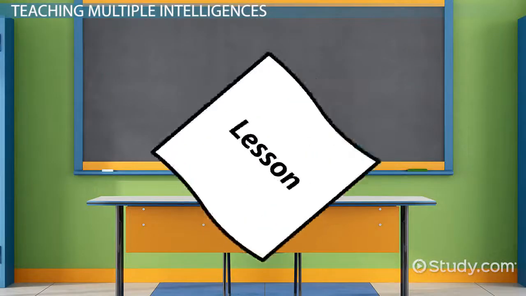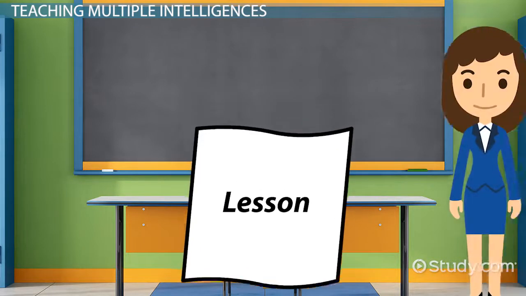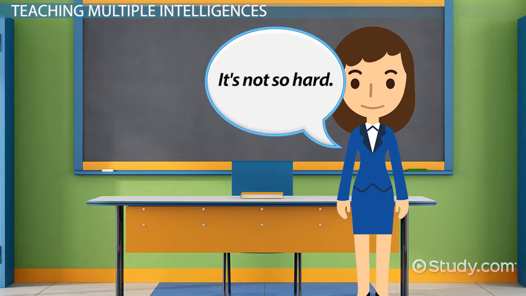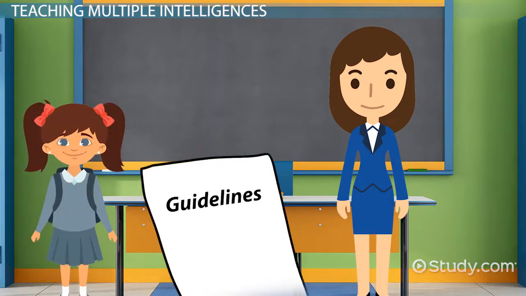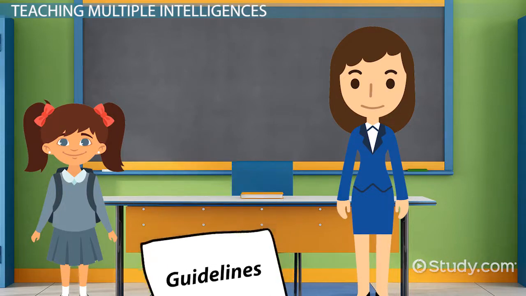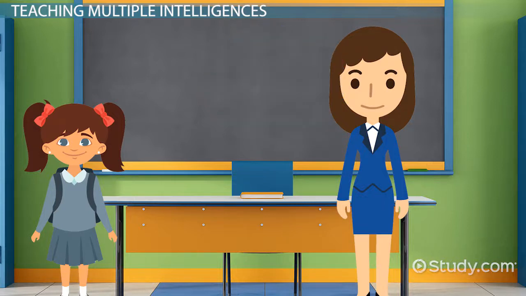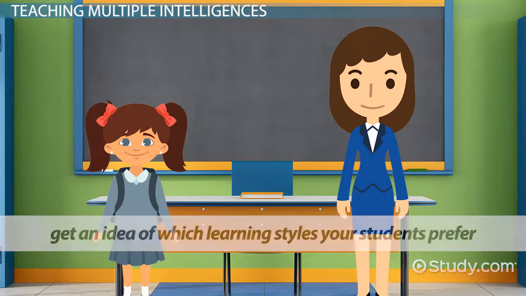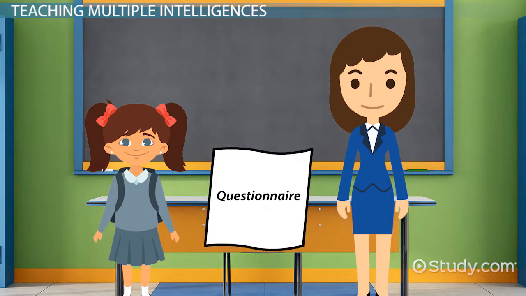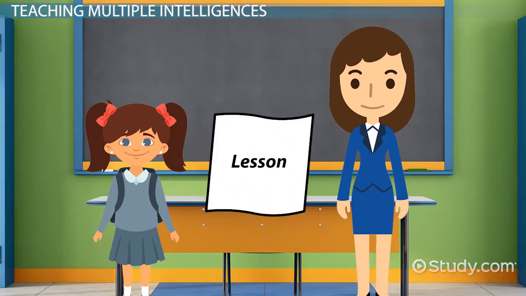It might seem daunting to attempt to design your lessons to include all multiple intelligences or preferred learning styles. However, it's not as difficult or complicated as it seems. There are a few simple guidelines to follow that will allow your students to learn in whichever style they prefer. The most important thing you need to teach multiple intelligences in your classroom is to get an idea of which learning styles your students prefer. This can be done through a simple questionnaire and observations during the first few weeks of school.